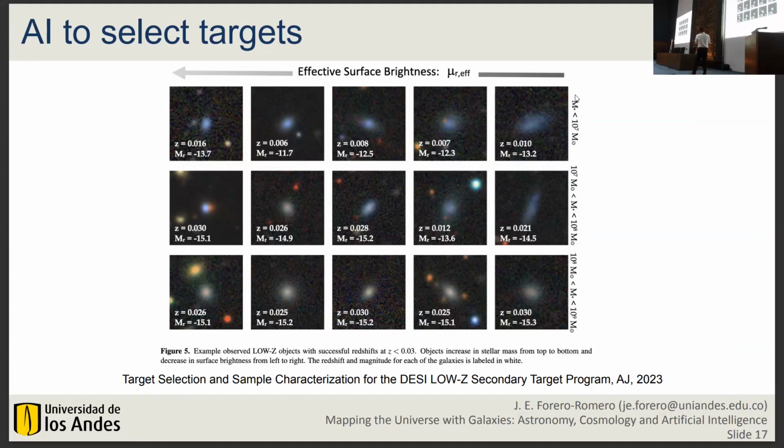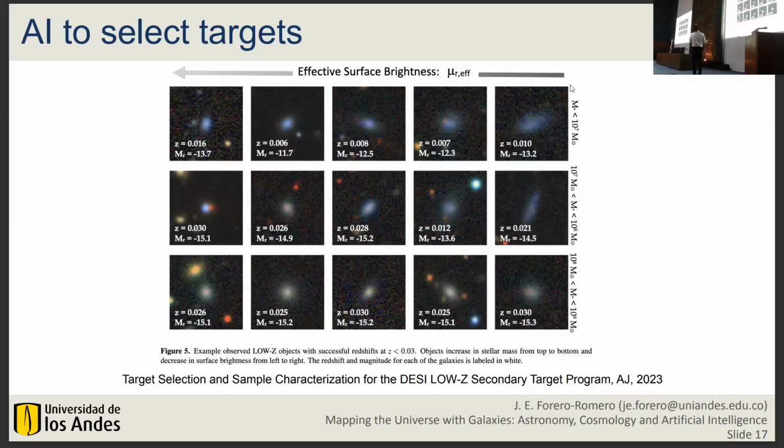And one of those is trying to gather a complete sample of very low redshift objects, less than 0.03 in redshift, going down to 10 to the 7 solar masses in stellar mass. So those are faint objects. If you try to select those faint objects only using photometry and color cuts, you are going to have a lot of contamination from high redshift objects.